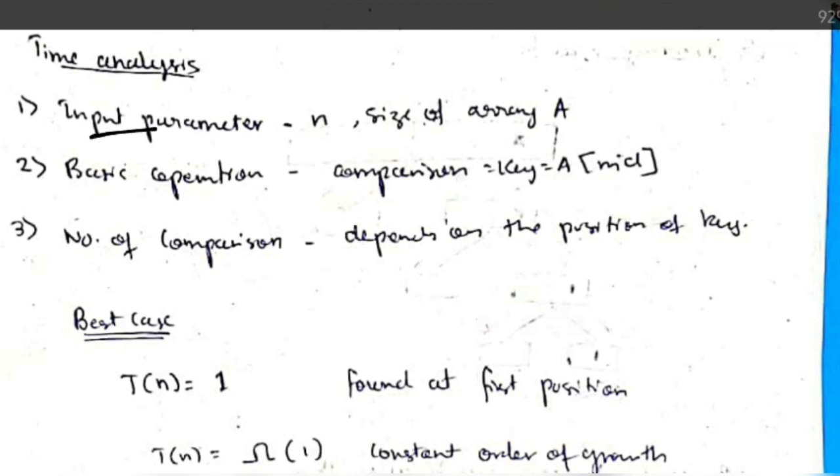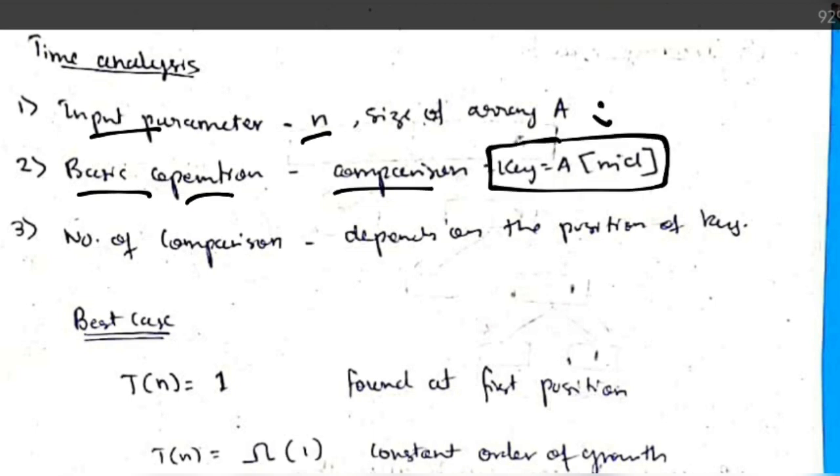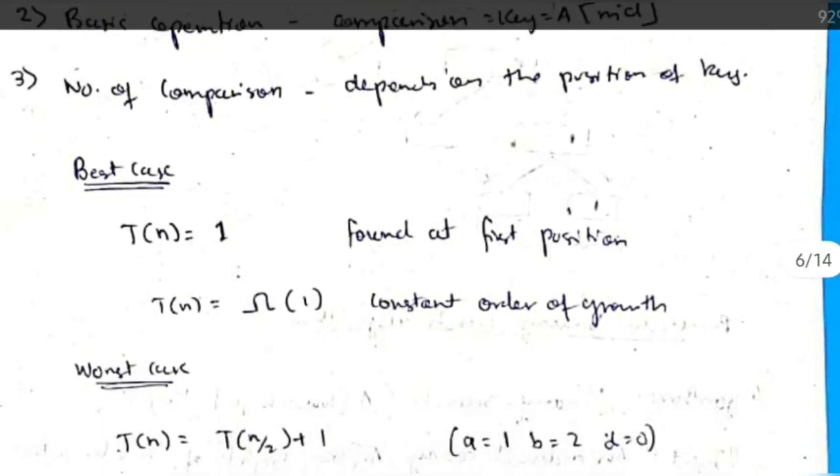Let's look at the time complexity. First, the input parameter is n, and the basic operation is comparison. In each iteration we are comparing if key is equal to a of mid. Now the number of comparisons made depends on the position of the key. If the key is at the middle position, in the first iteration only we will get the answer, right? So T of n will be 1.